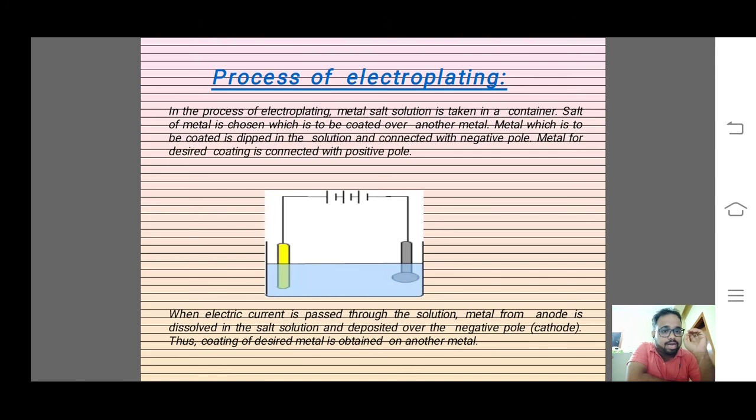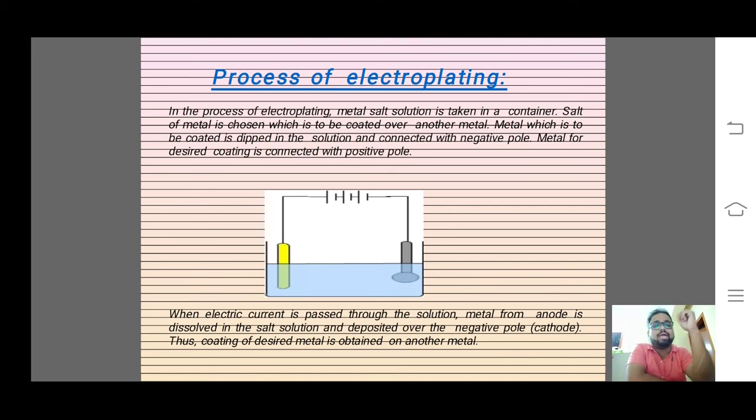Now you pass the electric current. When electric current is passed, the metal from the anode is positively charged. The metal from the anode is dissolved in the salt solution. Means anode is positive, cathode is negative. Got my point? Anode is positive, means metal. Cathode is negative, and then from the anode it moves into the solution.